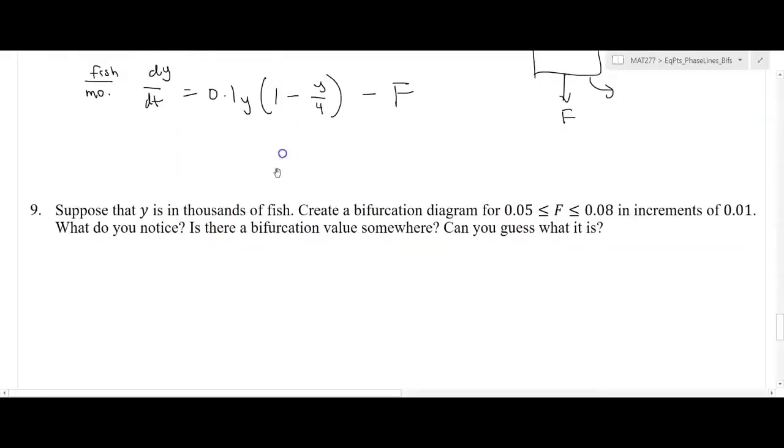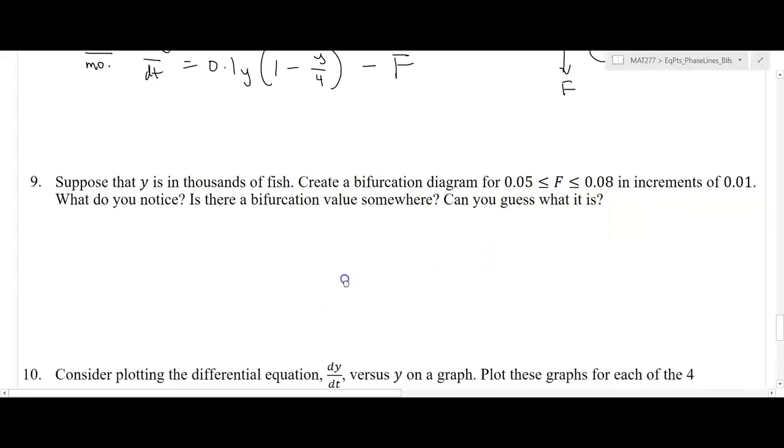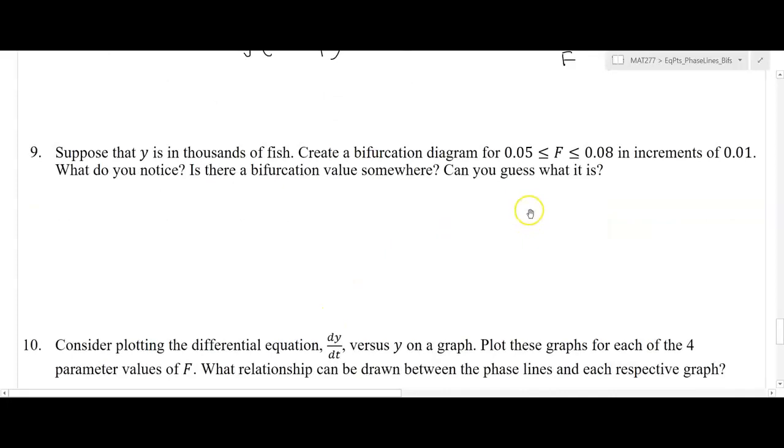Let's conduct an analysis. Suppose that y is in thousands of fish. Create a bifurcation diagram for f between 0.05 and 0.08 in increments of 0.01. What do you notice? Is there a bifurcation value somewhere? Can you guess what it is? So let's start off with f equals 0.05.